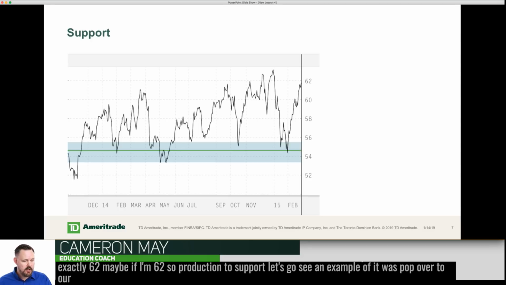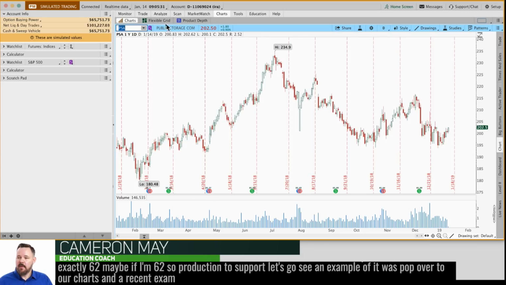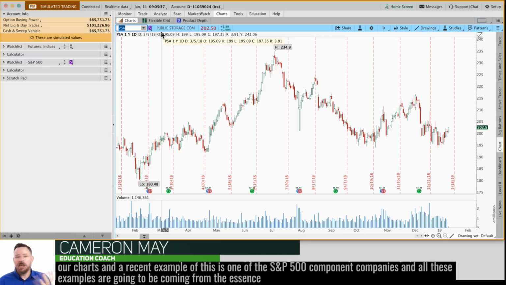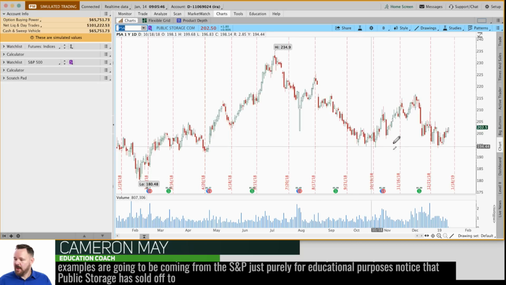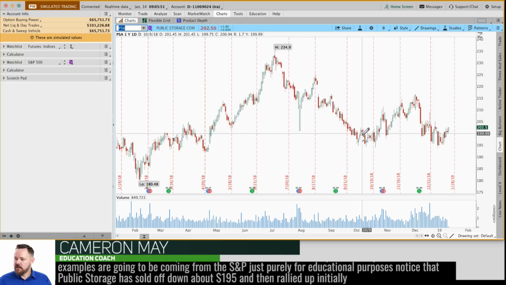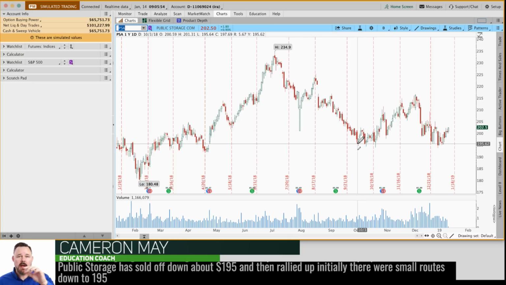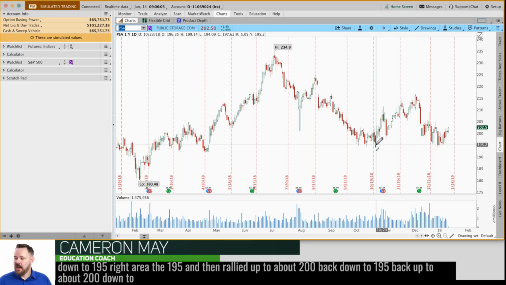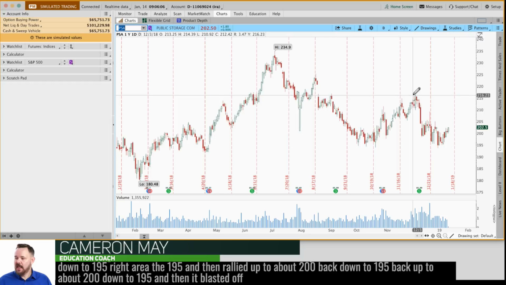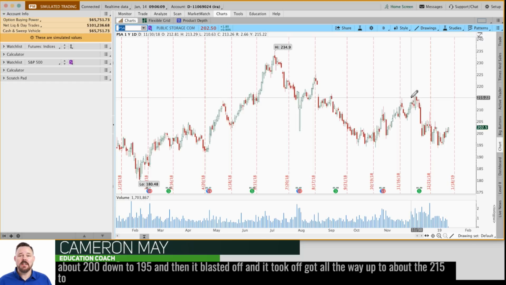Let's pop over to our charts. And a recent example of, this is one of the S&P 500 component companies, and all of these examples are going to be coming from the S&P, just purely for educational purposes. But here's Public Storage, and you'll notice that Public Storage has sold off down to about $195, and then it rallied up. Initially, there were small rallies, down to 195-ish, right? Area of 195, and then rallied up to about 200. Back down to 195, back up to about 200, down to 195, and then it blasted off, and it took off, got all the way up to about the 215, 216 range.